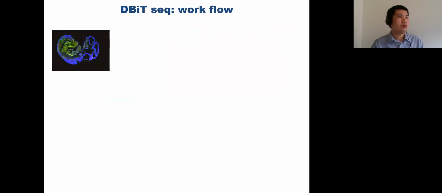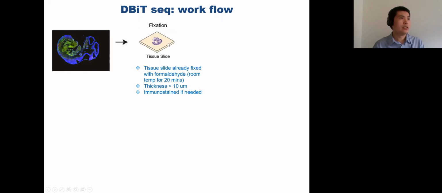So then I want to move on to the workflow of our technology here. Basically, you can start with a tissue slide. You can stain it with any immunofluorescent dyes or antibodies, whatever you want, to find out the morphological information of your slide. Then you can do a fixation. Basically, just use a very common formaldehyde fixation at room temperature for 10 minutes. We do want the tissue slide to be thin, less than 10 microns. Then you can also do immunostaining if needed.